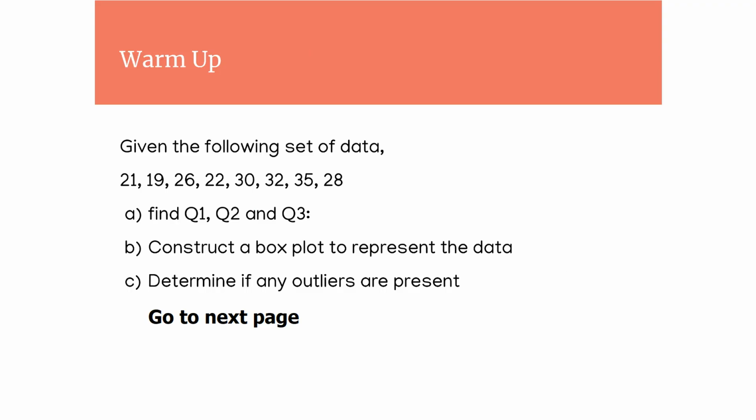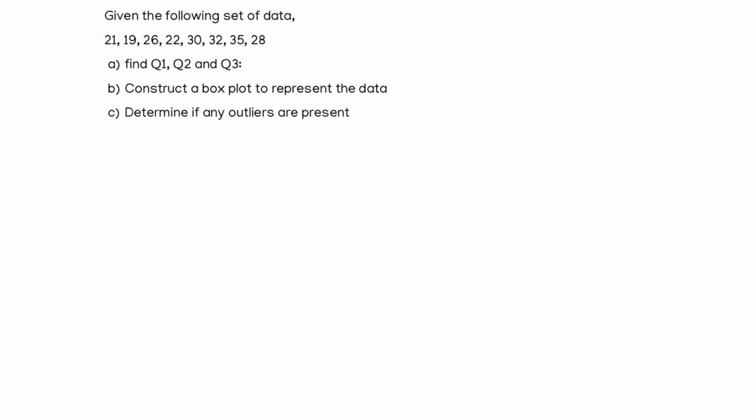We've got a set of data here, and we're asked to find Q1, Q2, and Q3, construct a box plot to represent the data, and determine if any outliers are present. So let's start off with the data. The first thing we need to do is put the data in order. Once we've got the data in order, we need to find the Q1, the Q2 or median, and the Q3.